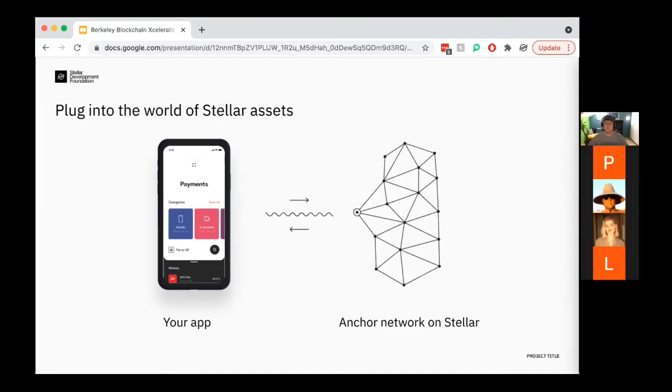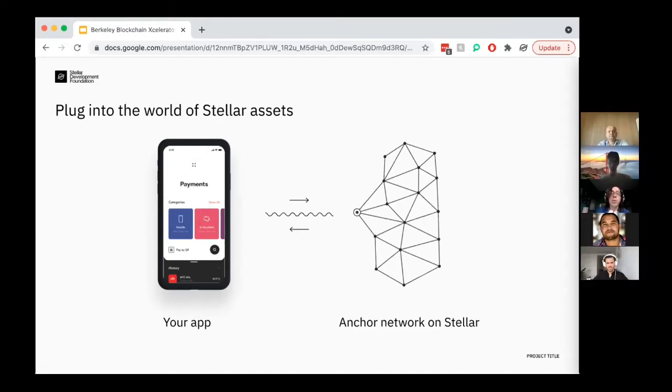So as you hear about each of these projects, I hope you pay attention to the choices they've made and realize you can do something similar, right? Find the best way to integrate Stellar to plug into the world's financial infrastructure.